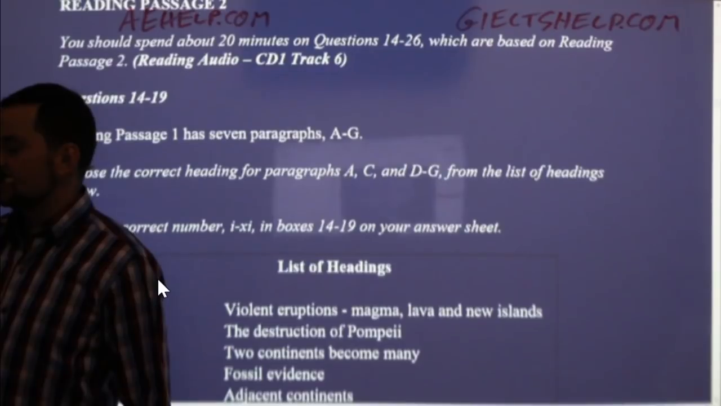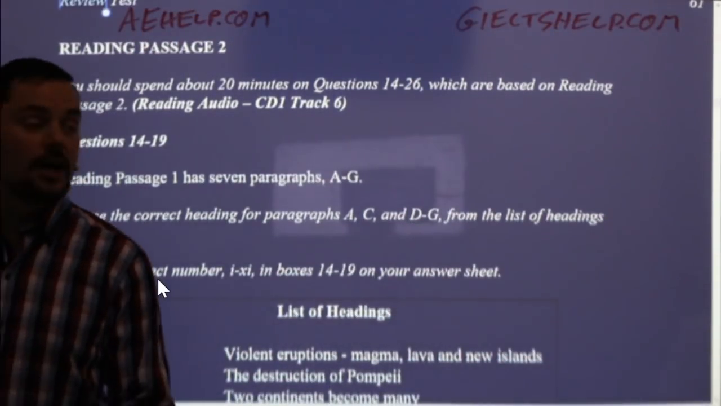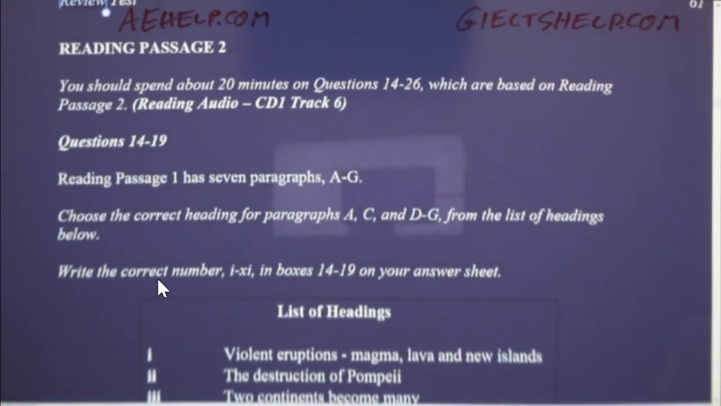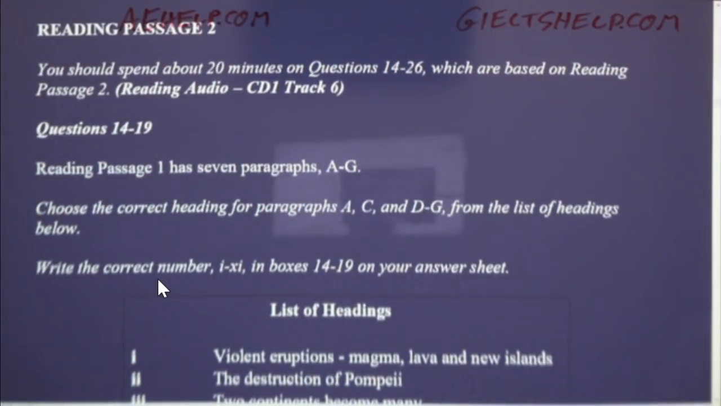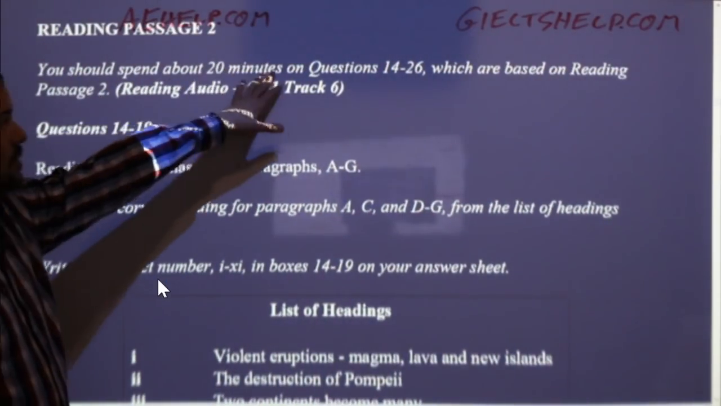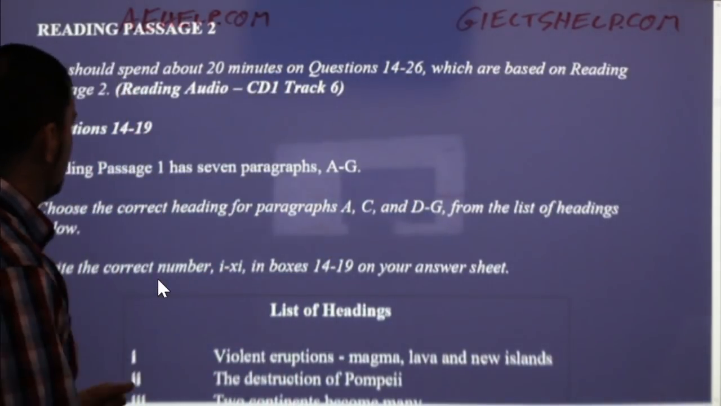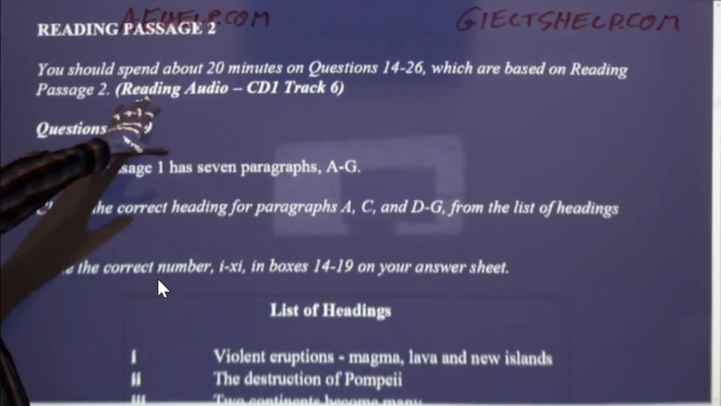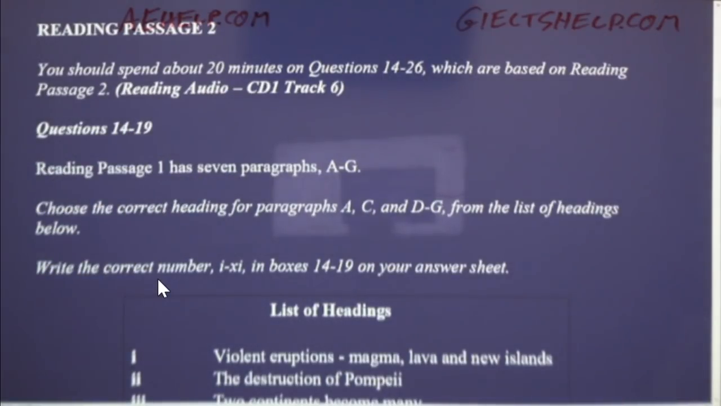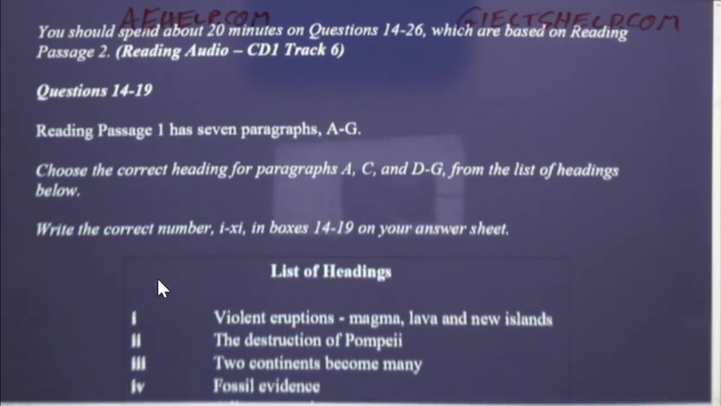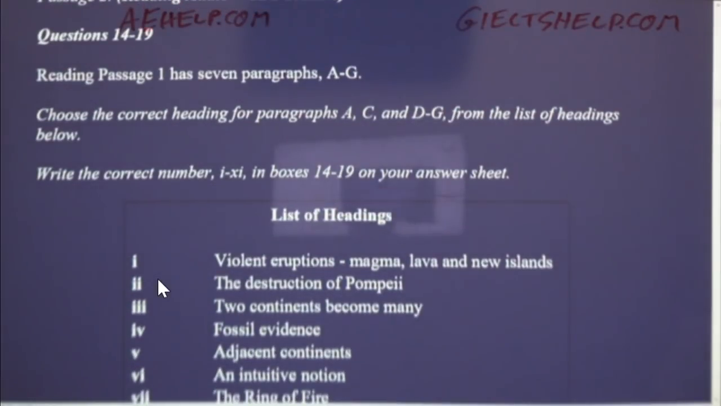All right, so this is a list of headings type question. Notice something interesting. Let's read the question. It says, you should spend about 20 minutes on questions 14 to 26. That's because this is our second reading passage. You have reading audio in your full course, so we actually have British speakers, women and men, reading these passages to help you learn and improve your reading.